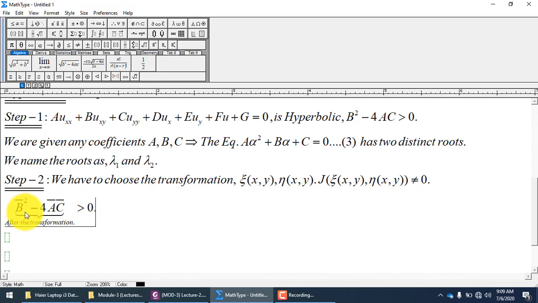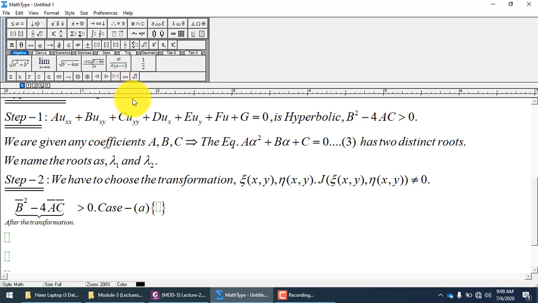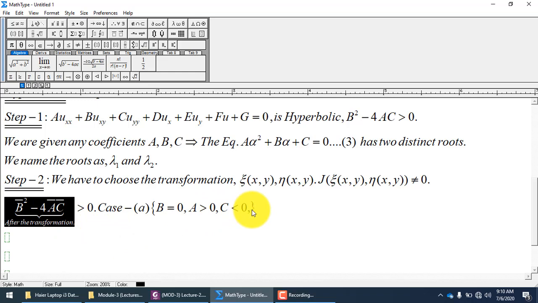For example, this is case A. On the rough side, if you take B to be 0, A positive and C negative, you observe that the quantity will be positive, because B is 0, A is positive, C is negative, and the negative makes the quantity strictly positive.